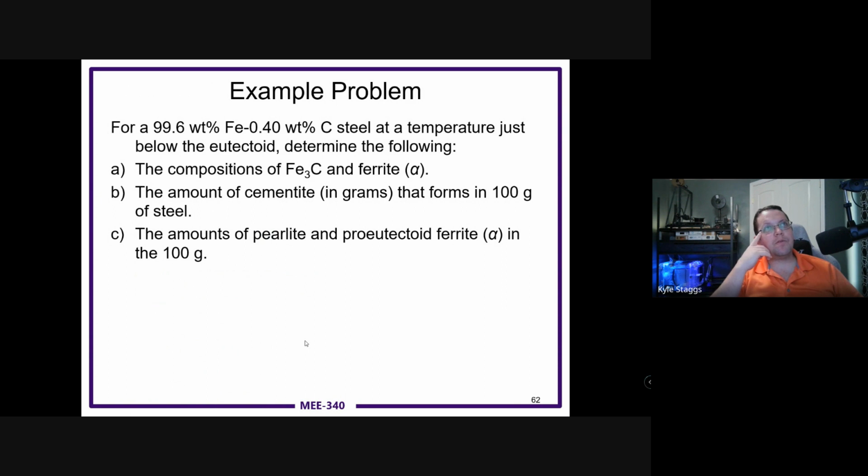So for a really high weight percent iron, very low weight percent carbon, 0.4%, so it's a very mild steel, at a temperature just below the eutectoid, figure out what the following are: the compositions, and the amount of cementite in 100 grams of steel. So this is pretty straightforward. We're going to take those lever rules, apply them, get our weight fractions, multiply that by our total amount of steel, and figure out what the cementite is in terms of total grams.